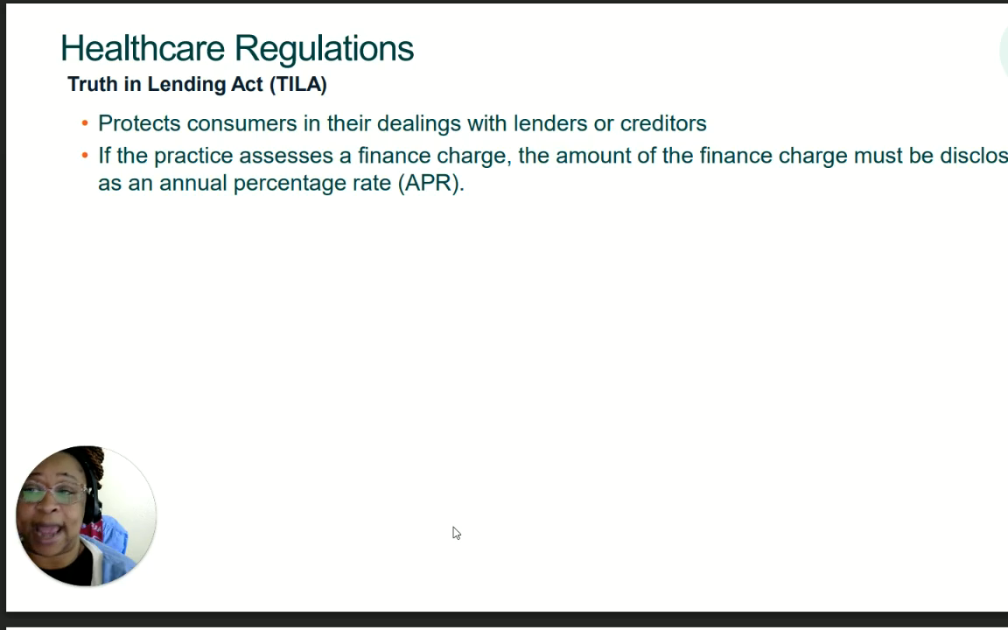Truth in Lending Act. This protects consumers in their dealings with lenders or creditors. If the practice assesses a finance charge, the amount of the finance charge must be disclosed as an annual percentage rate, APR.